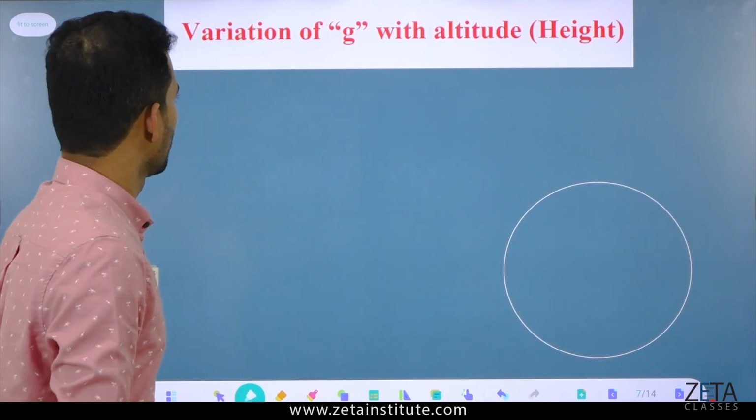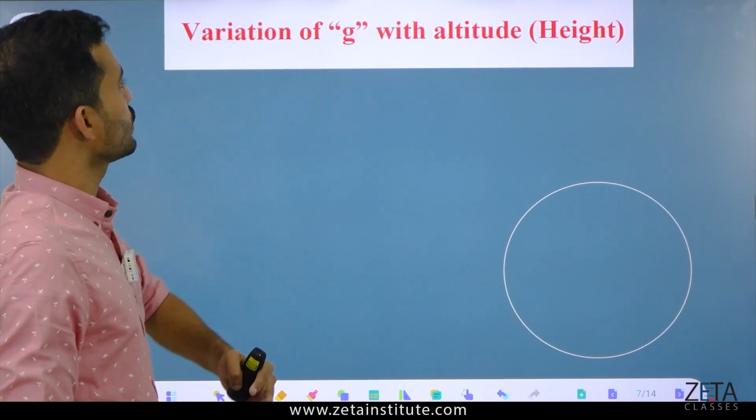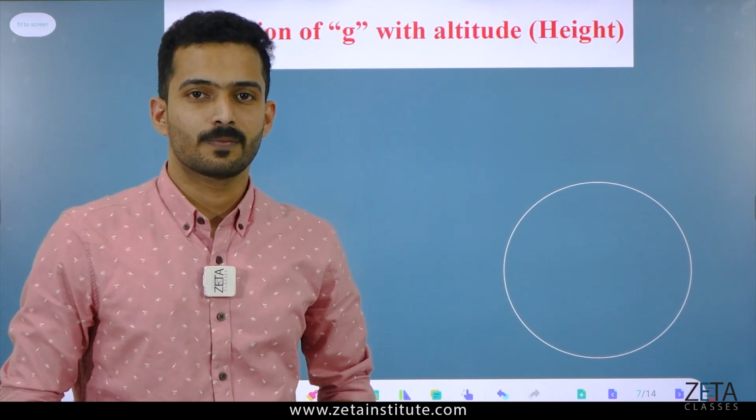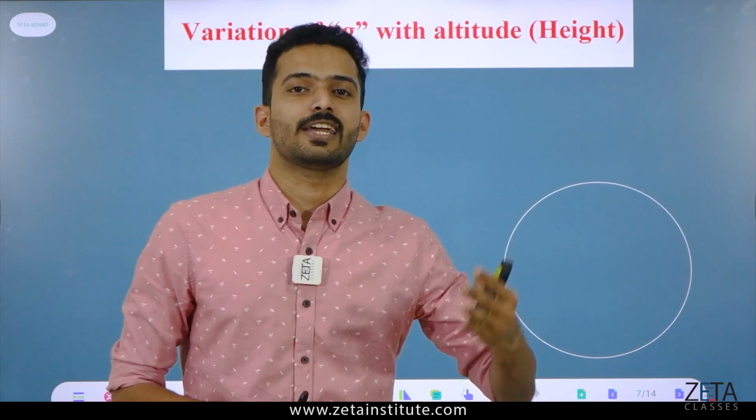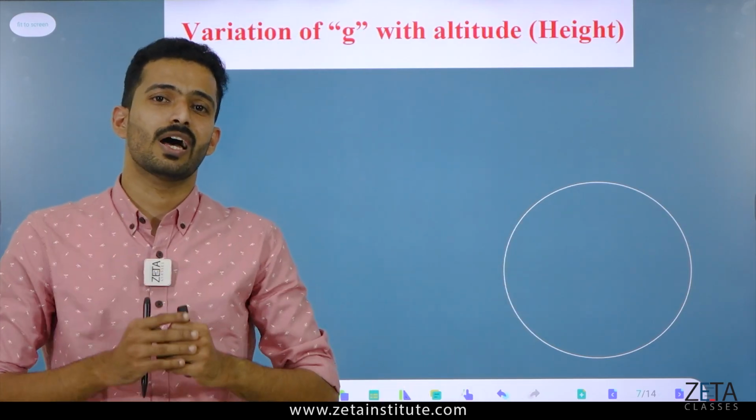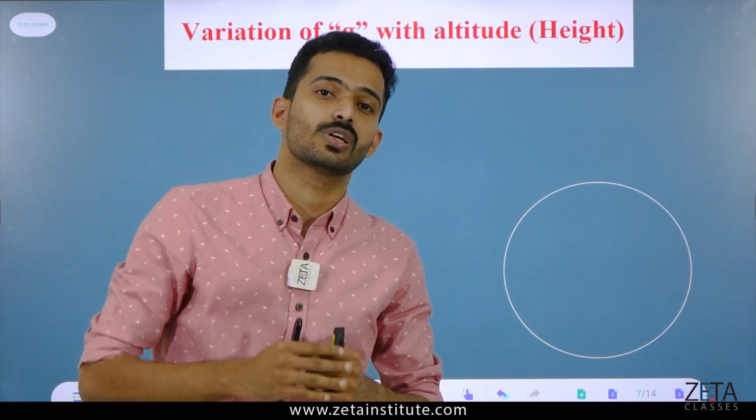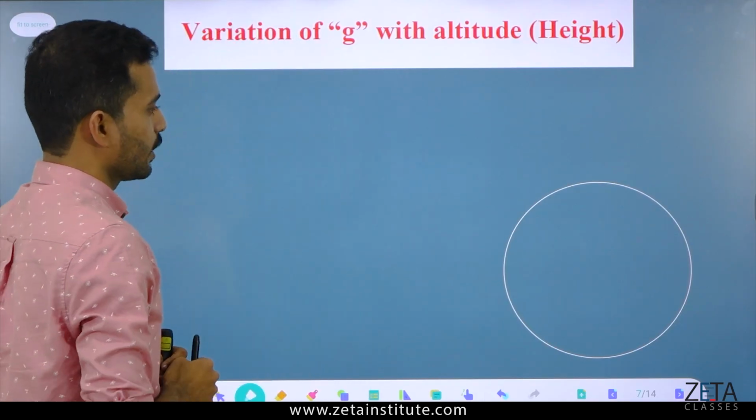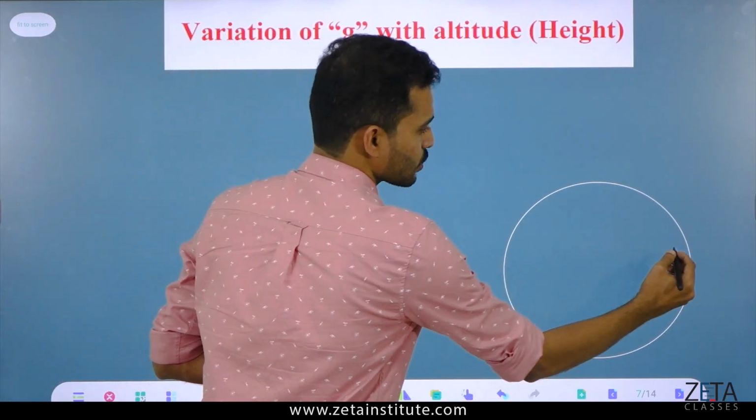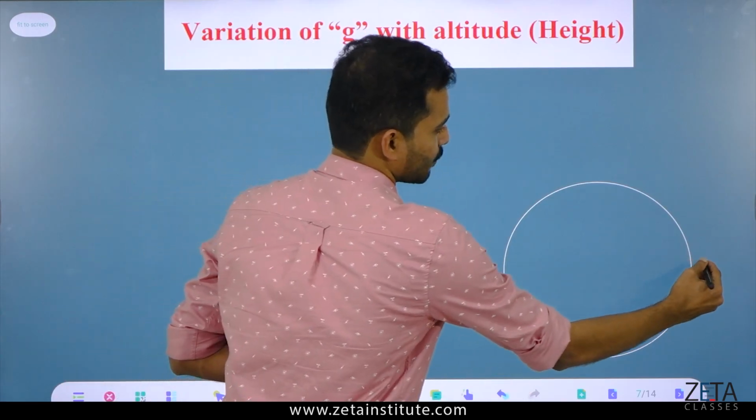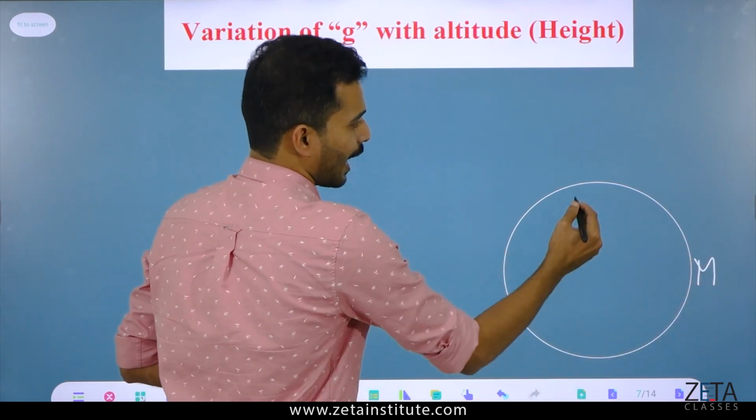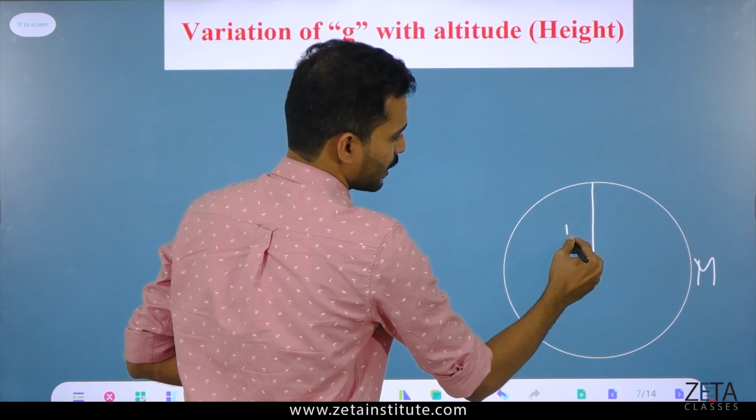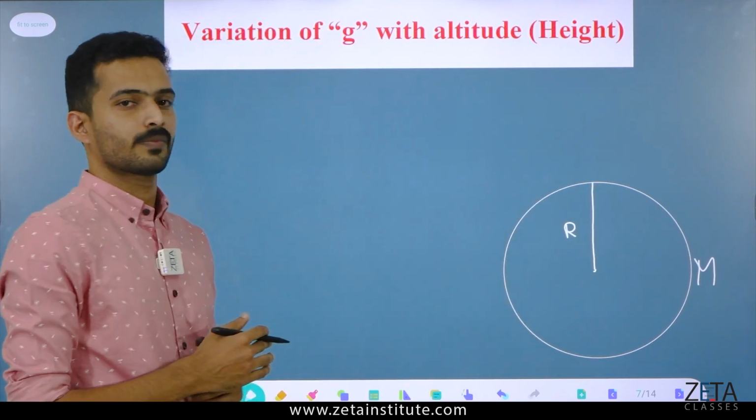Next, we are discussing variation of acceleration due to gravity with altitude. Suppose an object is taken to a height h. What happens to the value of acceleration due to gravity at a height h? Okay, let us discuss that. Consider that the mass of the earth can be taken as capital M, and the radius of the earth can be taken as r. So this is the earth radius, which can be taken as r.